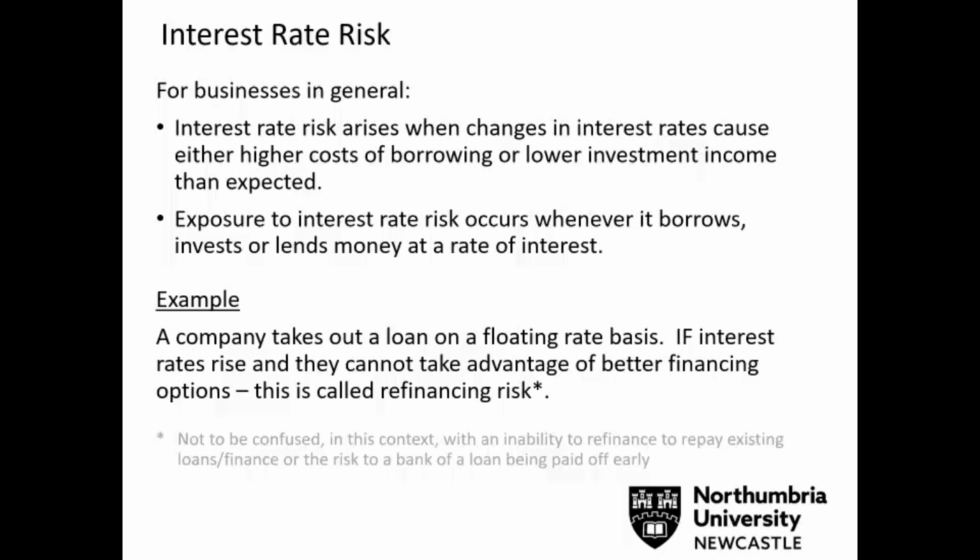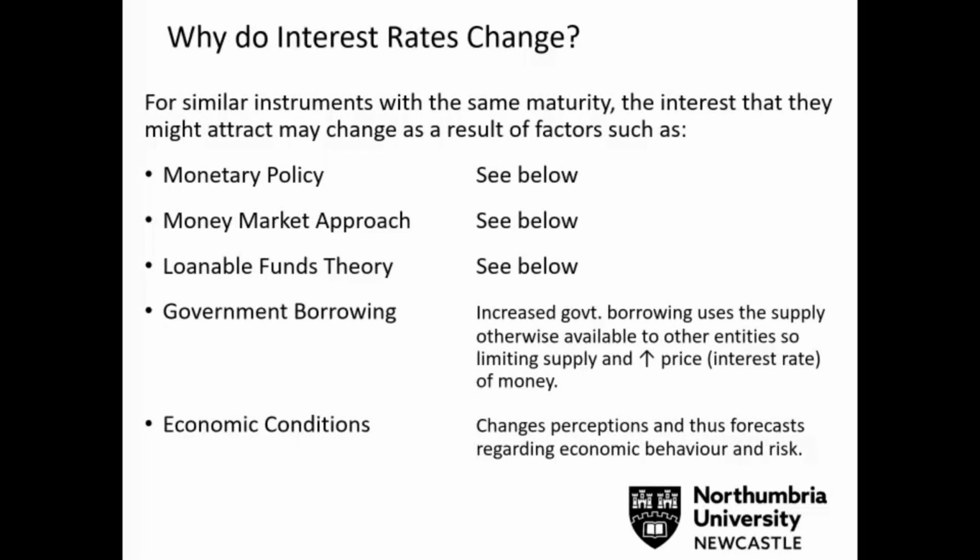Now let's look at why in the market interest rates change. So in the next few slides, we're going to look at the likes of monetary policy. One of the big indicators of why interest rates change in a capitalist society is monetary policy from the likes of central banks. We're going to look at the concept of money market approaches, and this is the concept of demands for cash. If people demand more cash, and cash is fixed, then interest rates would go up.